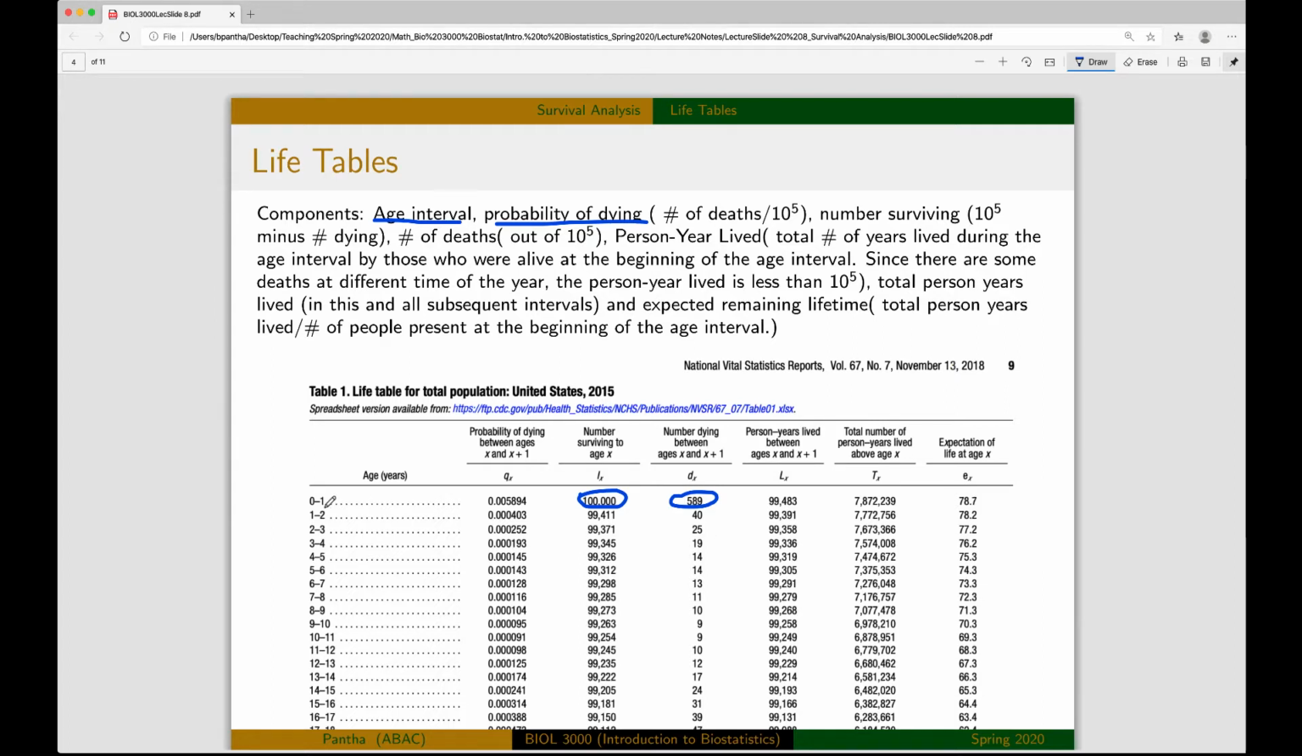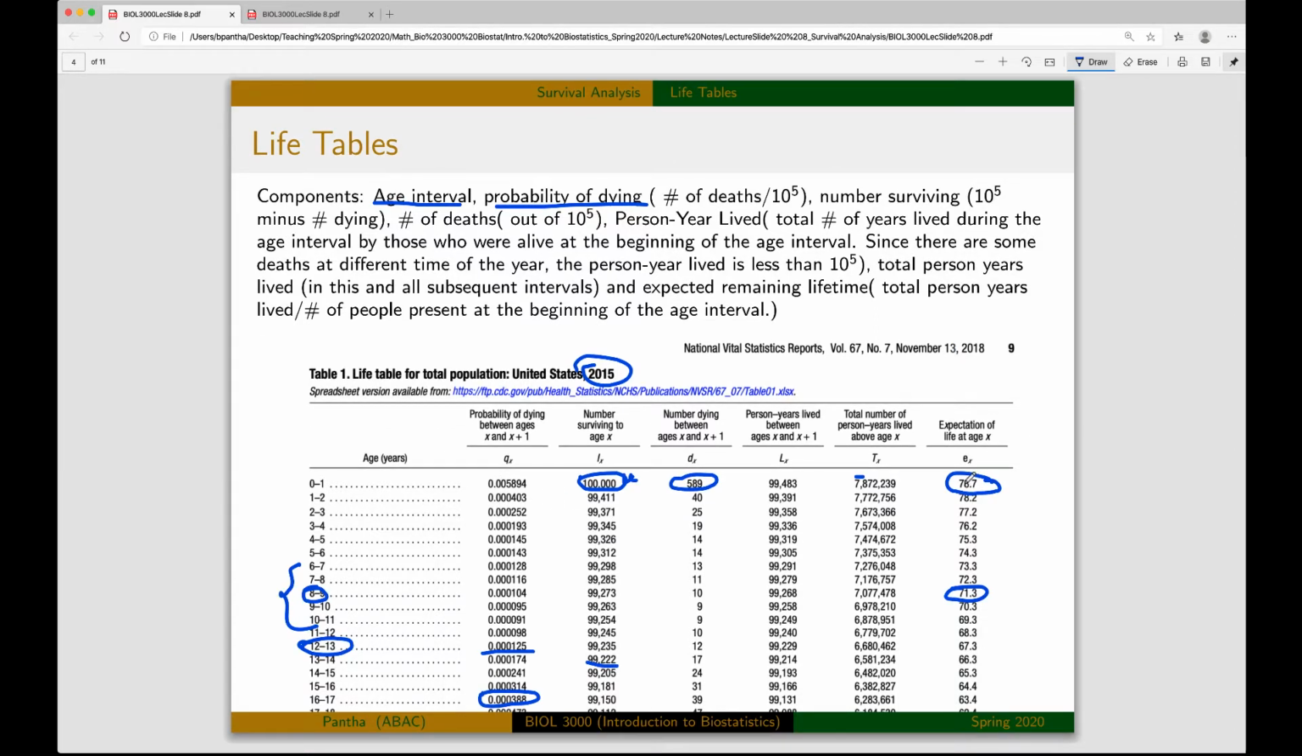For example, suppose this is a life table for 2015, right? This is real data. Okay, this is the life table for 2015. So what you can see is, if you were born in 2015, then your probability of dying between 0 and 1 year is that. So what does this number say? This number says that this is the average life expectancy.